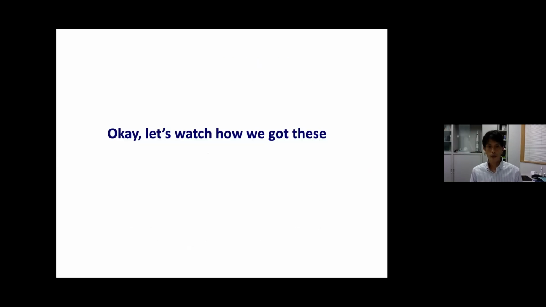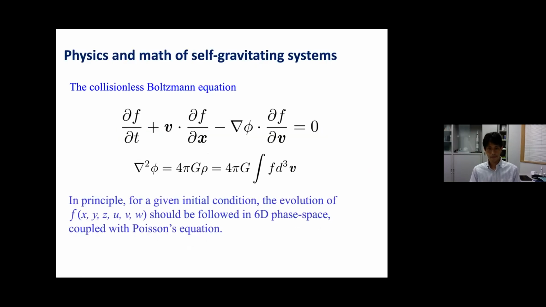Okay, how did we get these results? This is the basics. To follow the structure formation in the universe, basically with dark matter and neutrinos, we need to advance the collisionless Boltzmann equation. In its appearance, it's very simple, like this: basically advection equations, coupled with Poisson's equation for gravity. So gravitational force centers here.